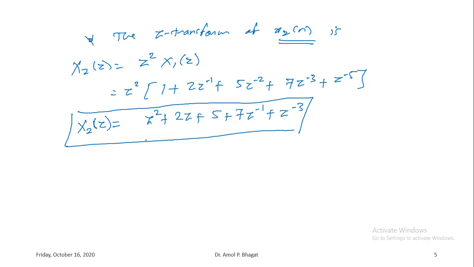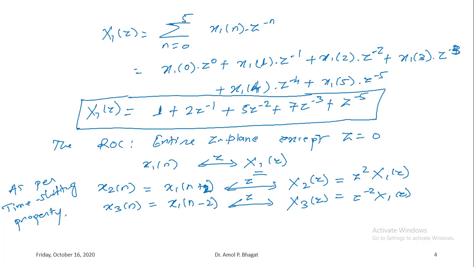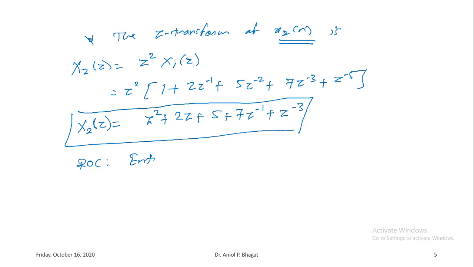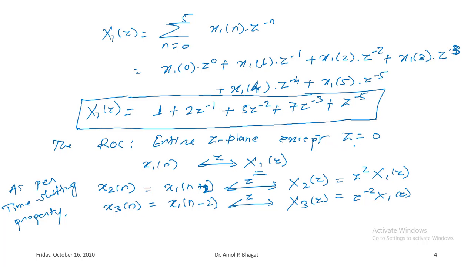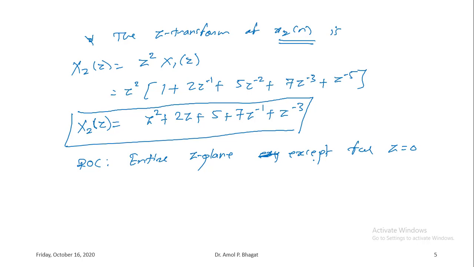Okay, so again the ROC will be the same as that of x1 of z, that is the entire z plane except for z equals 0. Okay, so as in this case we have written except for z equals 0, right?